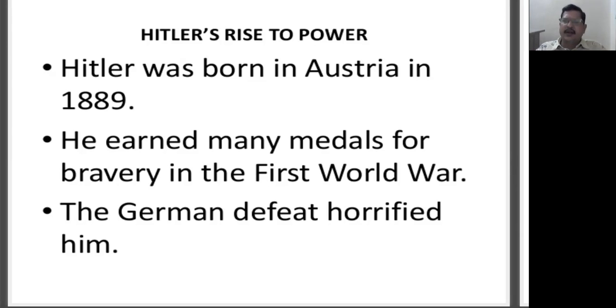So they shifted to Germany, and in Germany they had to stay with some of the relatives, and then he studied arts. He had his education in arts. Then young Hitler participated in the First World War, and he had earned many medals for bravery.